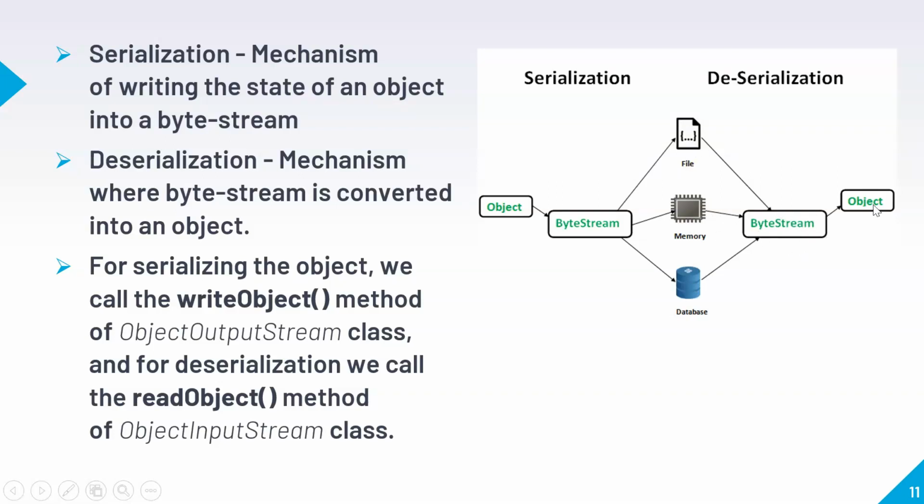That byte stream you need to convert into an object, and then use that object and go on further with your coding. I hope that is clear. So how do we do the serialization?